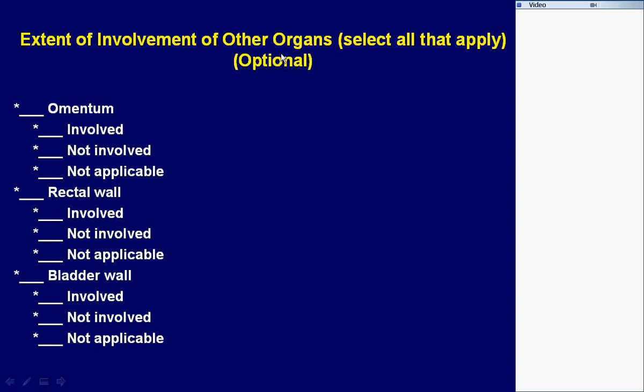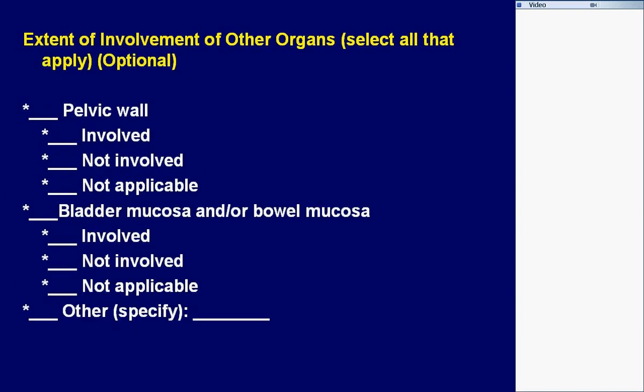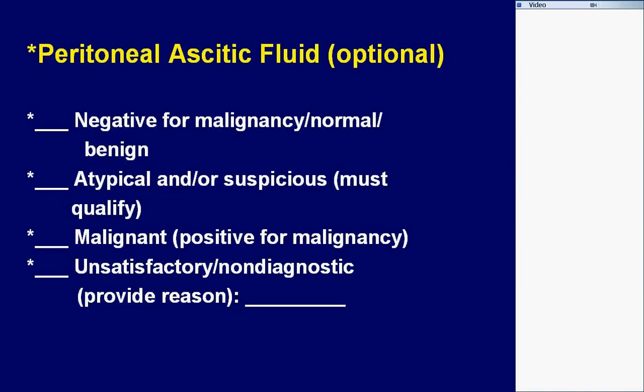Again, extent of involvement of other organs. This is, again, an optional criteria, and I don't think you need to mention this unless you obviously have a specimen including omentum. And the same thing goes for this particular category. Actually, I'm starting to talk slowly now. You know, I don't want to make it too slow, then it's going to take too long.